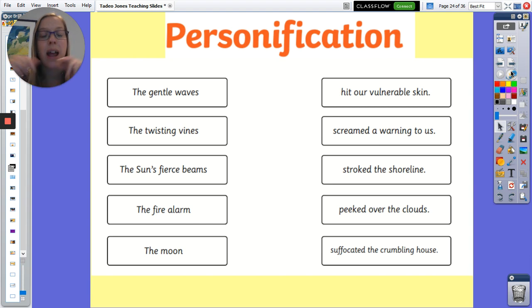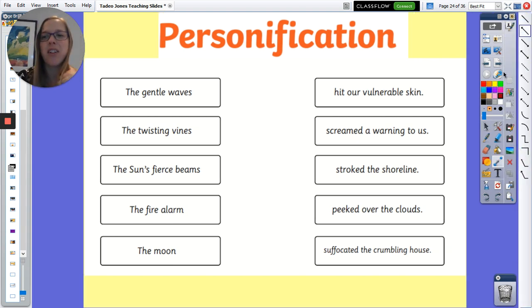Now, what I want you to do now is pause the video and look really closely and see if you can match up which ones you think should go together. And then we'll have a look at it together in a minute, okay? Pause. Right, did you pause the video? Have you had a think? Hope so. Right, let's have a go together.